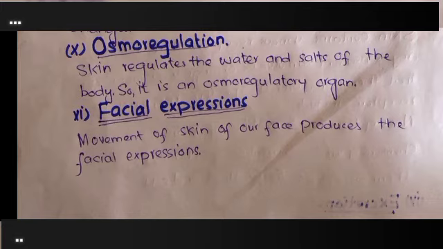So this was all about skin, layers of skin, and different functions of skin.